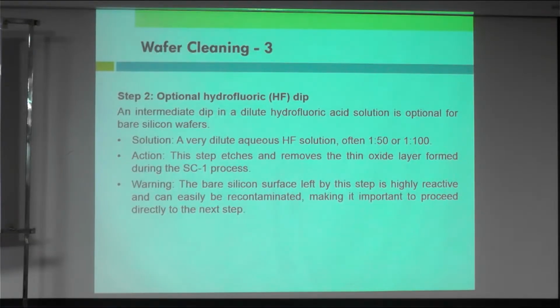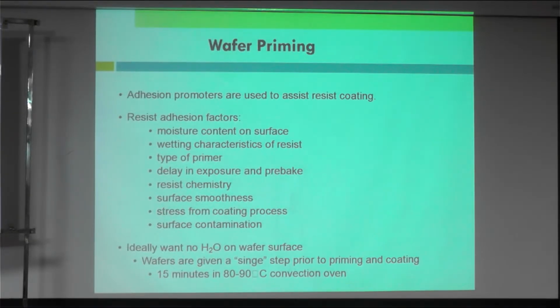Pass through different steps. Okay, so the next is wafer priming. Adhesion promoters are used to assist resist coating, basically. We want to make sure that resist adheres to the surface properly. Resist adhesion factors are mostly about moisture content on the surface and wetting characteristic of resist, type of primer, delay in exposure and pre-bake, and resist chemistry, surface smoothness, stress from coating process, and surface contamination.